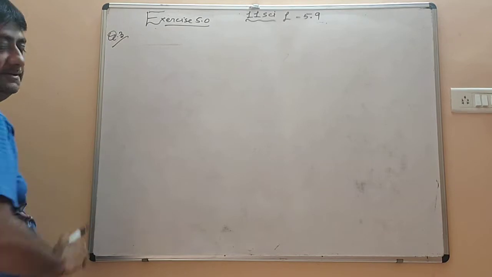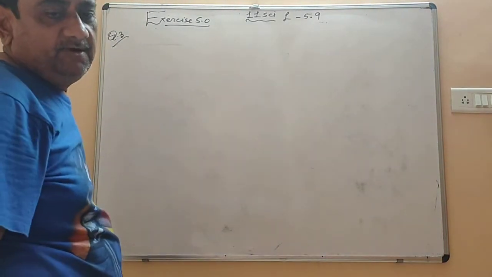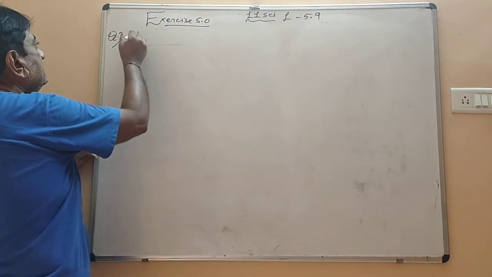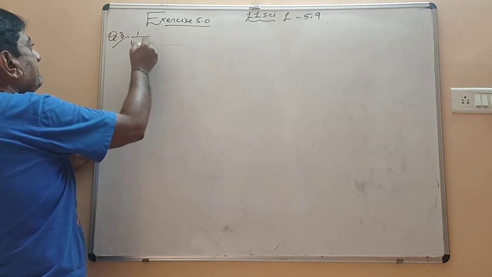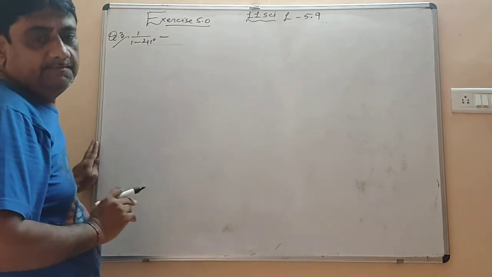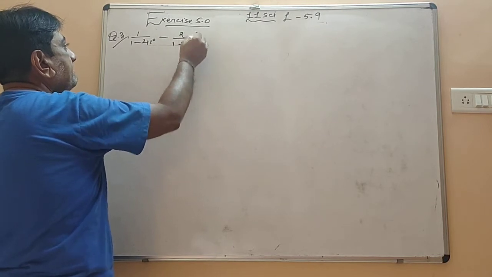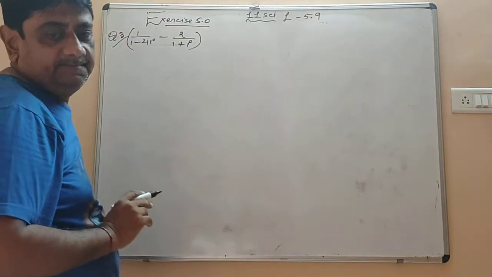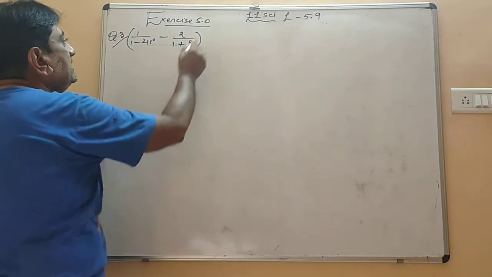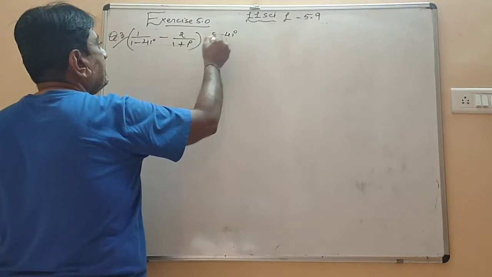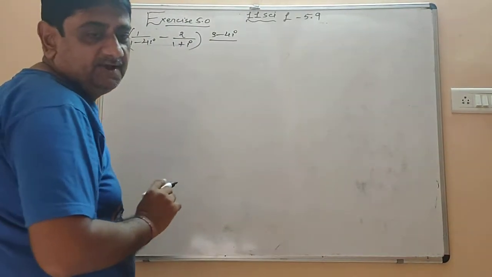Question number 3. 1 upon 1 minus 4i minus 2 upon 1 plus i, bracket over 3 minus 4i upon 5 plus i.